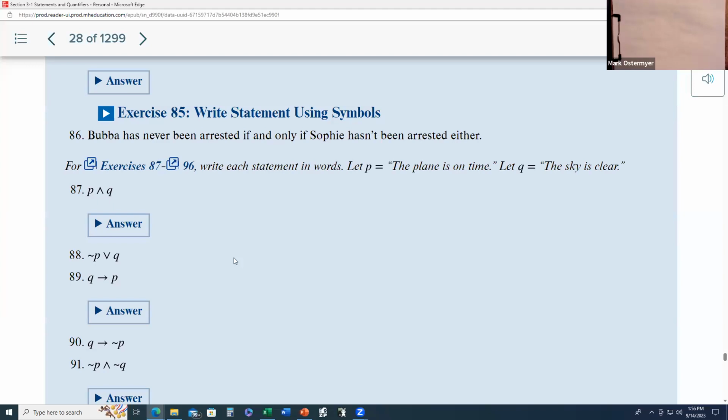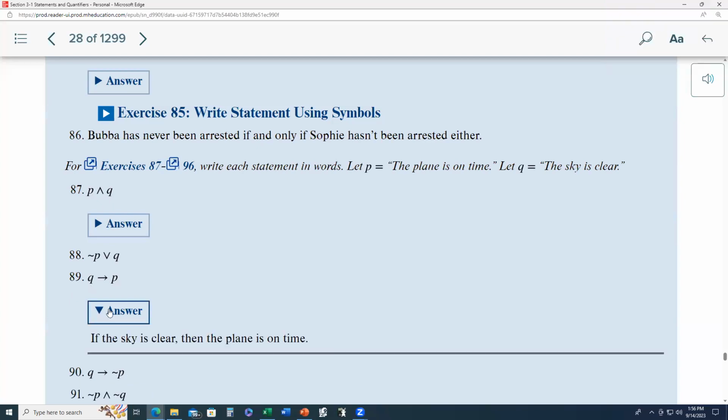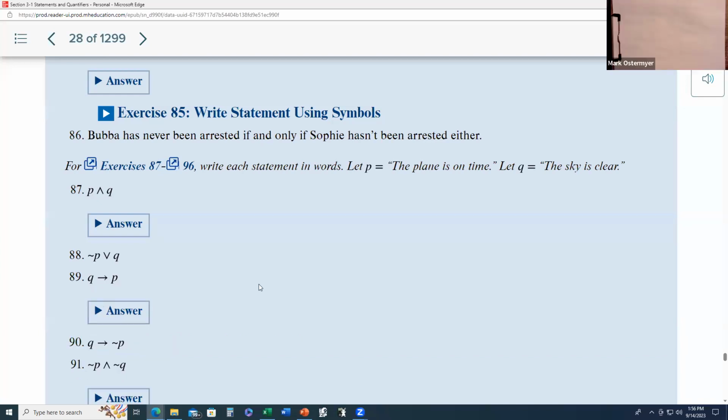All right, number 89, how do we write it in words? Now the one directional arrow means it's a conditional, correct? If the sky is clear, then the plane is on time. Yeah, if the sky is clear, then the plane is what? On time, correct? If then, right? One directional arrow, if then, right? That's a conditional.